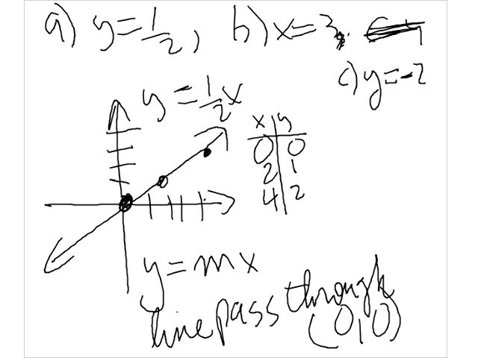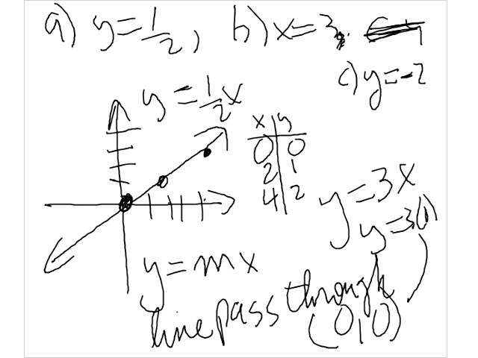Now, it's nice to know about that ahead of time, but even if you didn't know, the first thing you would do is plug in 0 for x. Let's say, for example, you had y equals 3x, and you plugged in 0 for x. You'd get y equals 3 times 0, or 0, so you immediately would get 0, 0. But this is a nice little thing to know ahead of time.